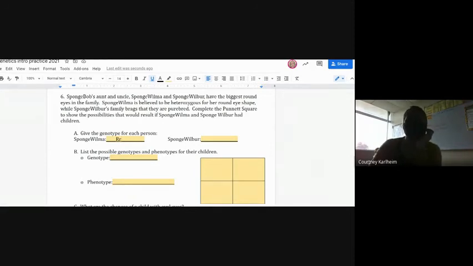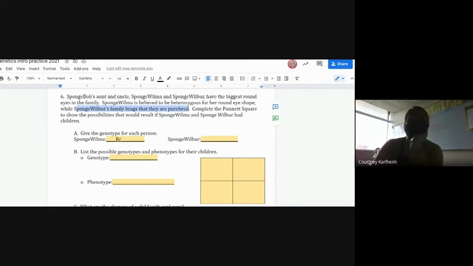So this means that we also know that round eyes are dominant because there is an uppercase letter and he has round eyes. Or she, excuse me. Then Sponge Wilbur's family brags that they're purebred. Does anybody remember what purebred means? What kind of letters? Yeah, so purebred means they get 2 of the same. It could be 2 uppercase or 2 lowercase, but it's 2 matching letters.